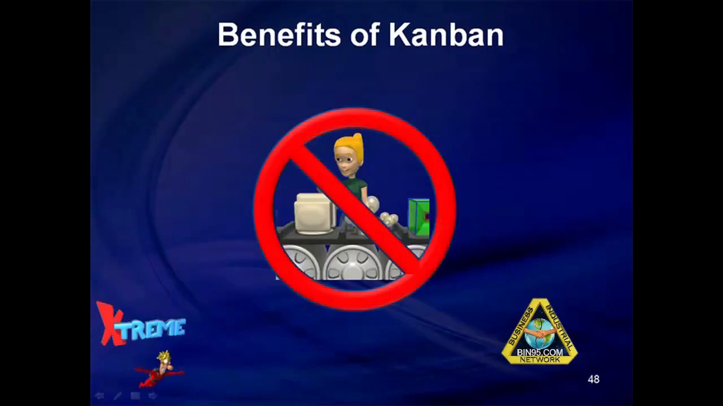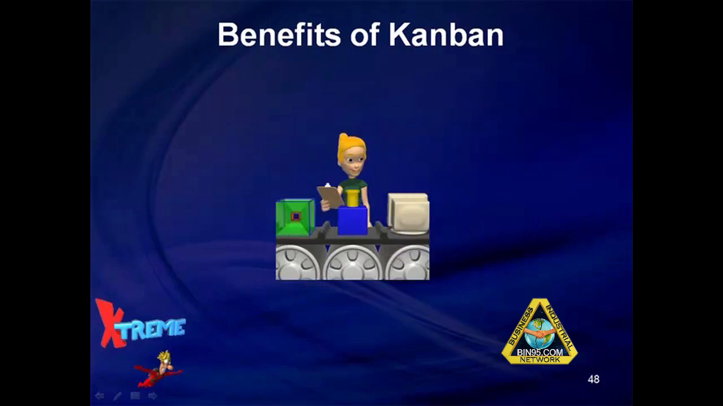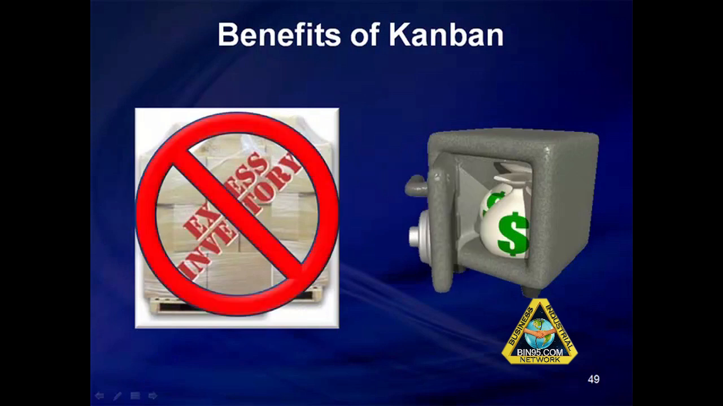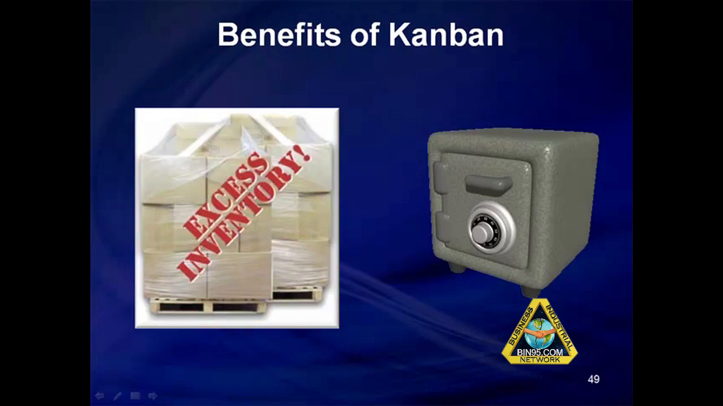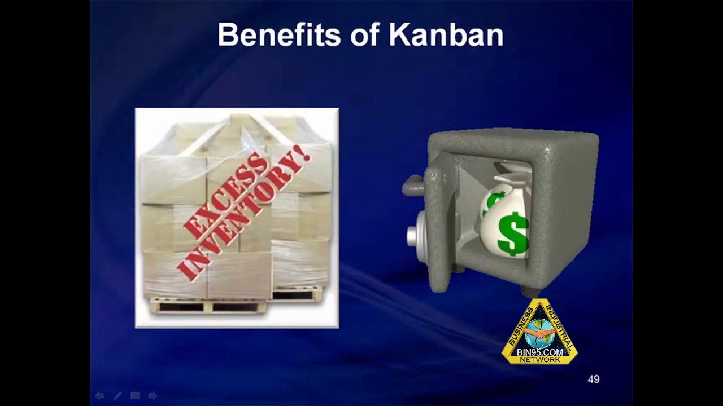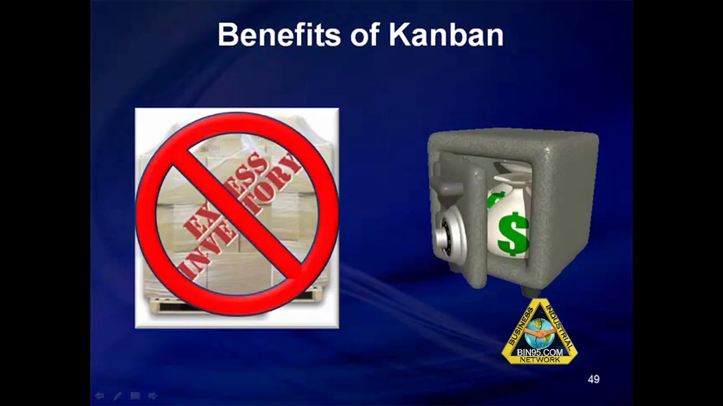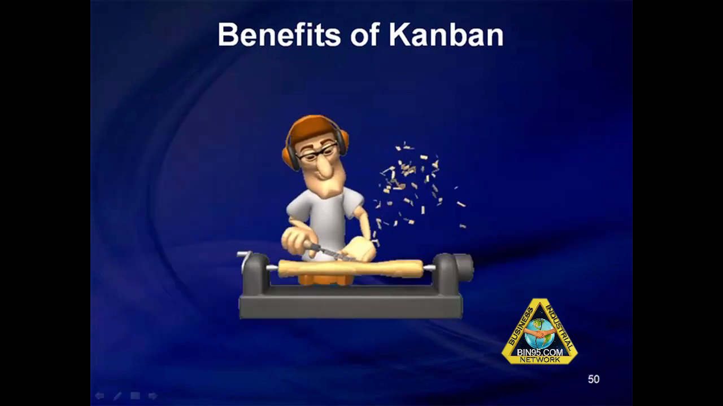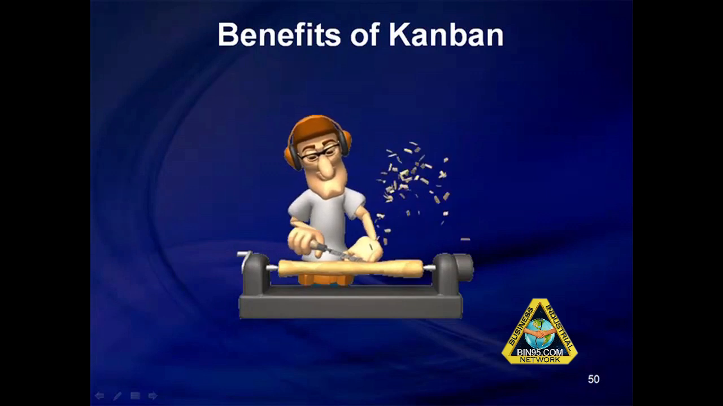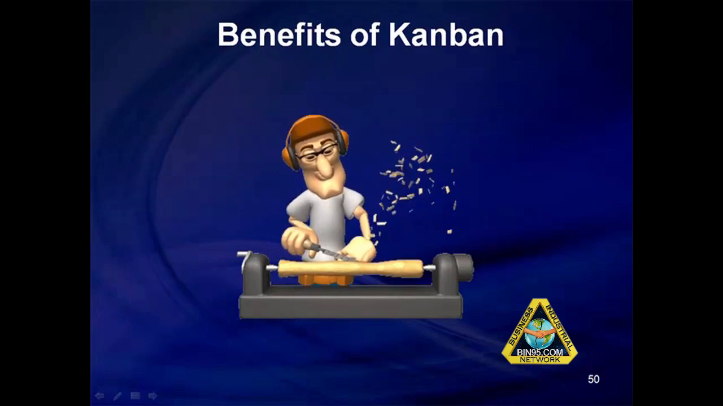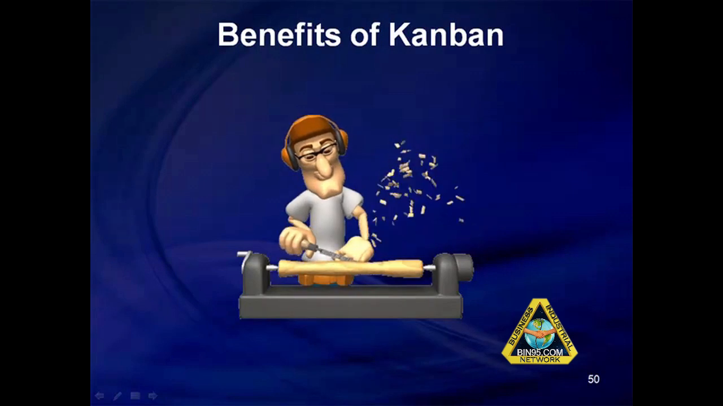There are many benefits of implementing a Kanban production system. You will eliminate the waste of overproduction, which is one of the 7 deadly wastes. Eliminating overproduction eliminates excess inventories, another one of the 7 deadly wastes. Reducing inventories will put extra cash back in your bank account. Eliminating excess inventories frees up storage space, meaning additional floor space that you can actually use for production purposes.